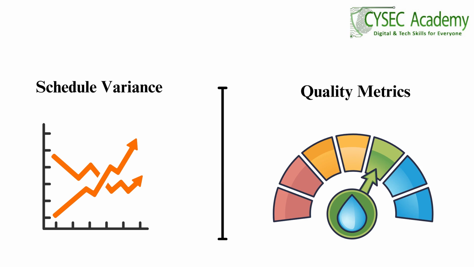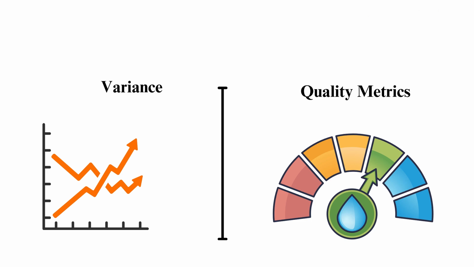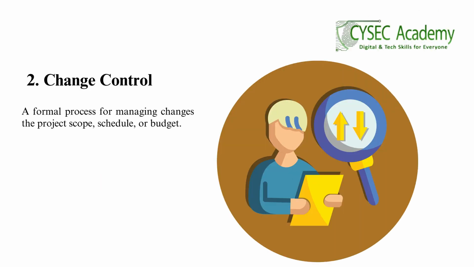3. Quality metrics, ensuring the event meets the quality standards you set, such as having enough water stations and a well-marked course. Regular checks help ensure that everything meets the expected standards. 2. Change control. Change control is a formal process for managing changes to the project scope, schedule, or budget. This process involves assessing the impact of changes, obtaining approvals, and updating the project plan accordingly.